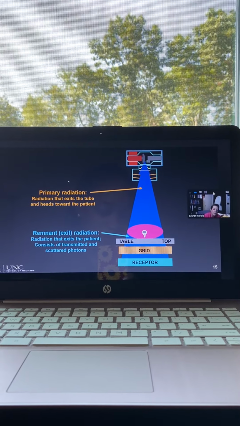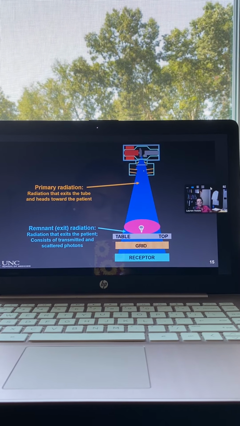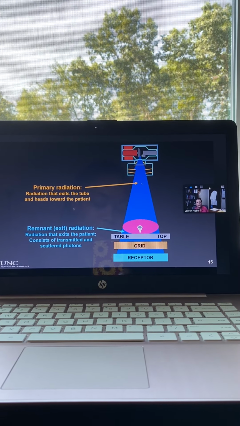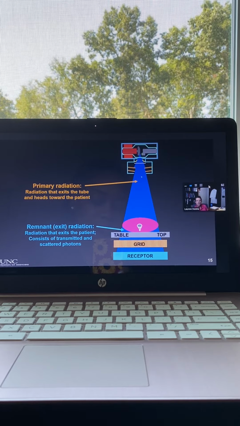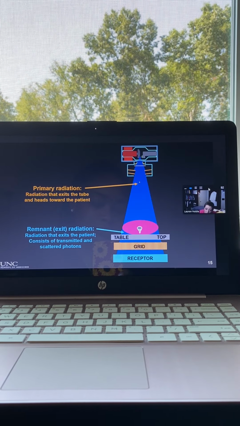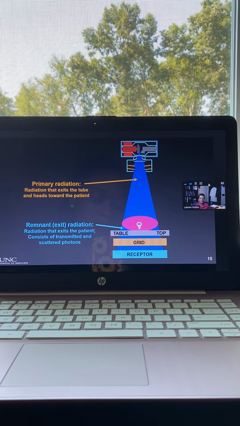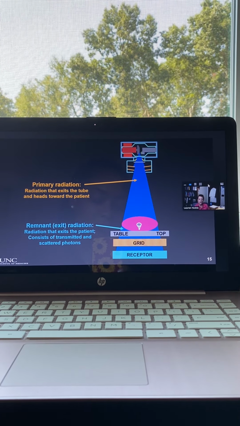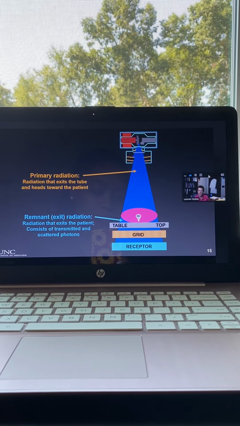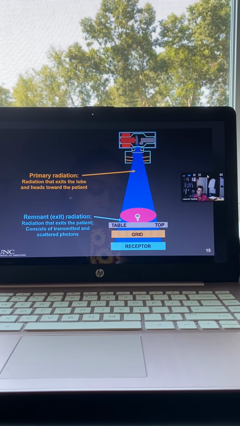Now terminology. X-rays that exit the tube, and I've mentioned this to you before, that's what we refer to as primary radiation or the primary beam, because those X-rays were formed at the anode, specifically at the actual focal spot, right? That's where X-rays are formed, at the actual focal spot.